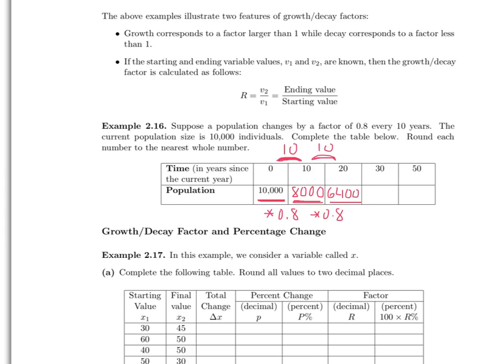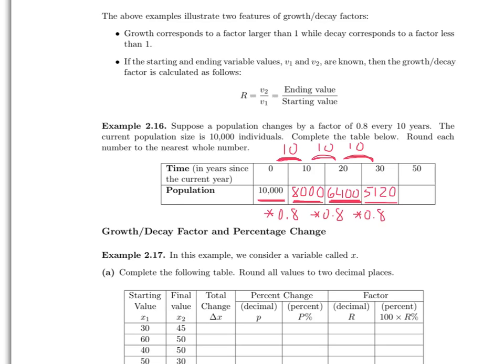Now we want to determine the size of the population in year 30. From 20 to 30, that's another 10-year period. So again, the population will change by a factor of 0.8. Our starting value is 6,400. Our ending value is the population in year 30. We're going to take our 6,400 and multiply by 0.8 to get our ending value. When we do that, we arrive at 5,120.